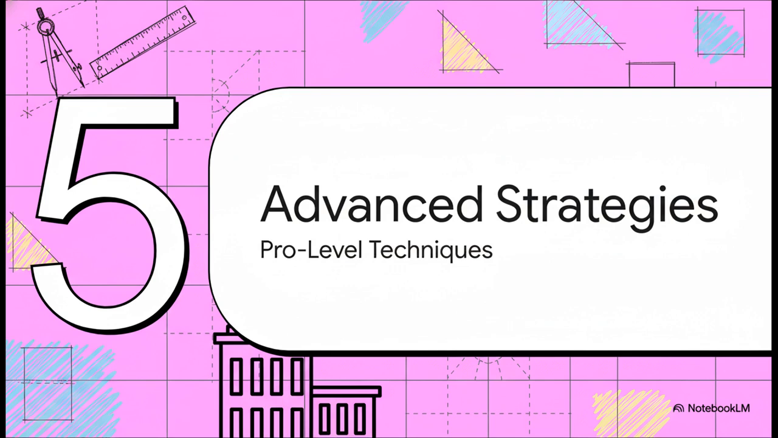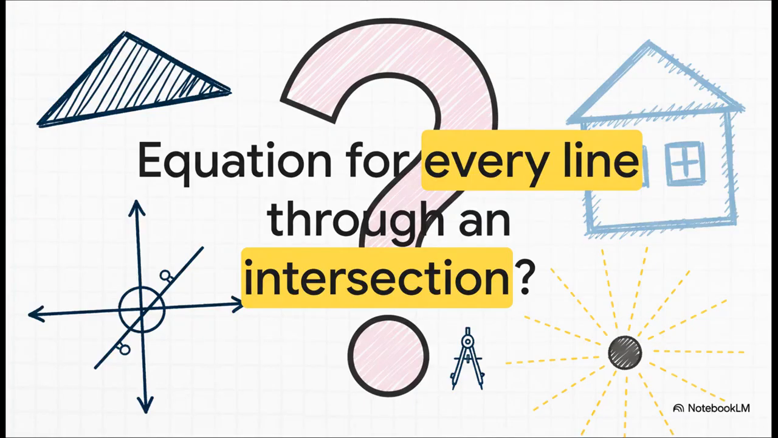All right, we have covered the fundamentals. You've got the core toolkit. Now, let's open up the advanced toolbox and look at the pro-level techniques that solve the really complex designs super efficiently. So, picture this. You have 2 lines, and they cross at one single point. Now, what if you need the equation for every single possible line that could pass through that one point? I mean, it sounds like an infinite problem, doesn't it?